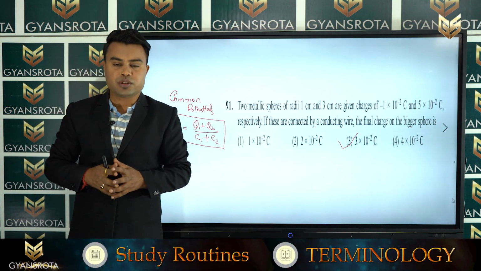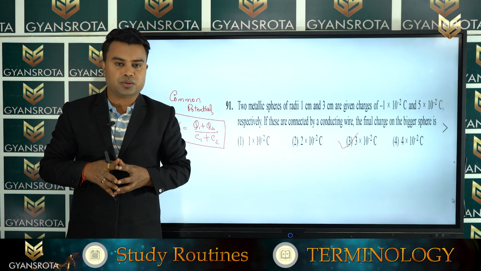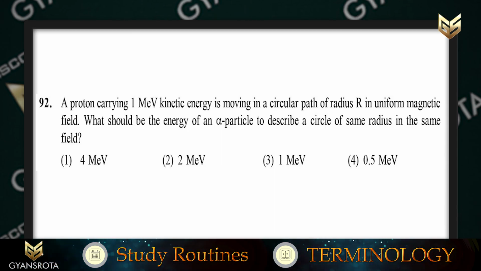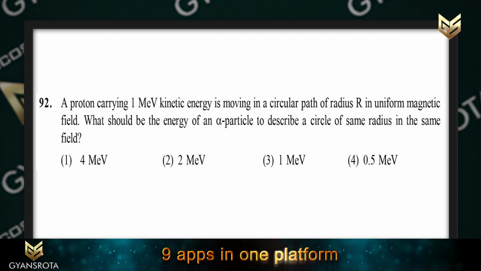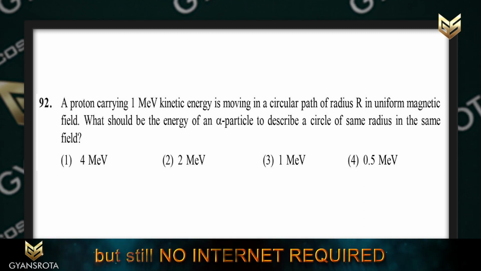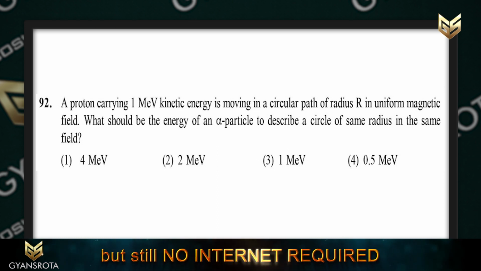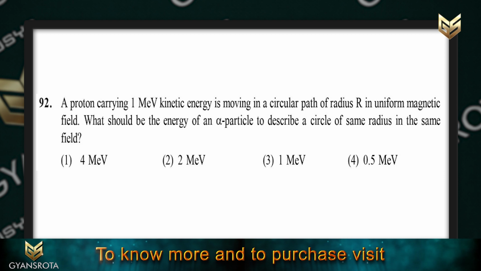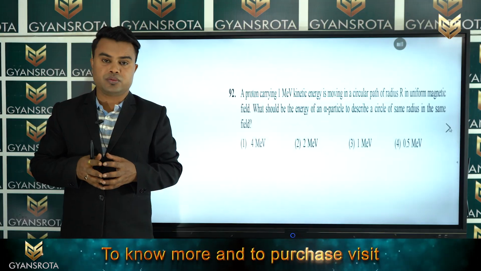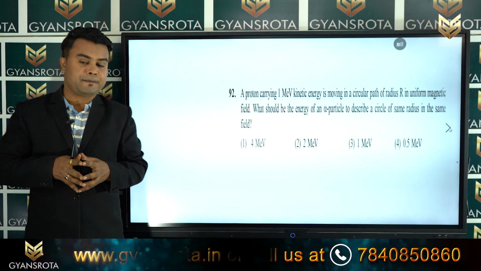Now let us move to the next question, that is question number 92. A proton carrying 1 mega electron volt kinetic energy is moving in a circular path of radius r in a uniform magnetic field. What should be the energy of the alpha particle to describe a circle of the same radius in the same field? So which formula are you going to use here?